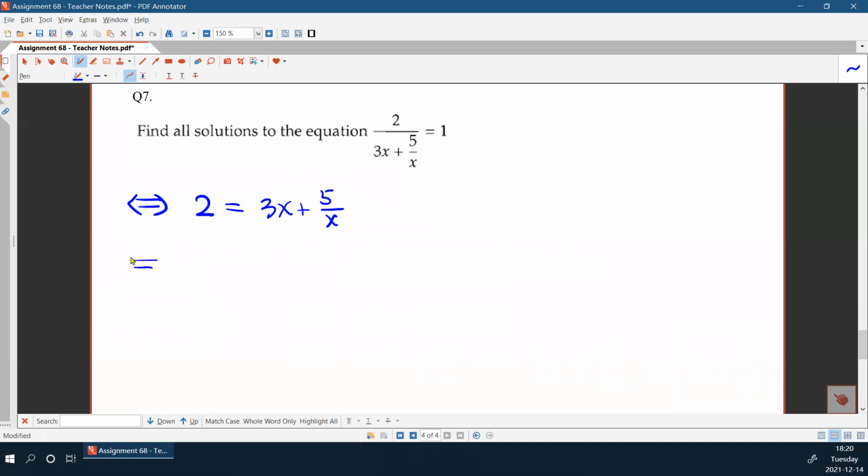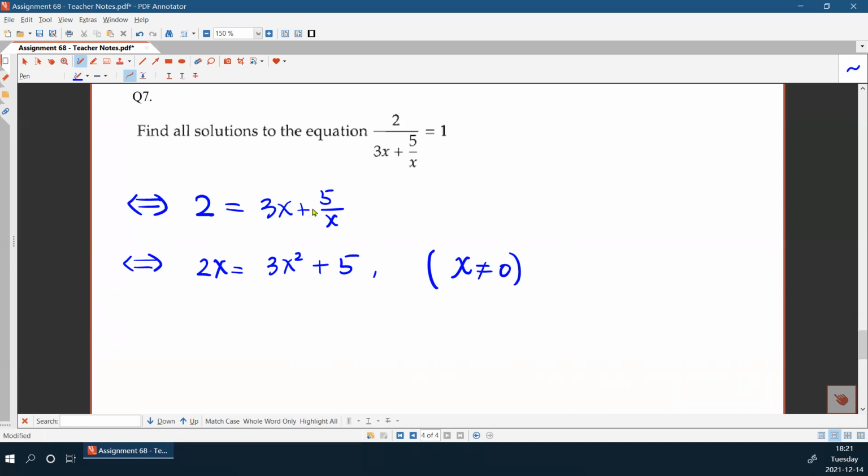And then when x is in the position of denominator, usually we don't like this, right? So we can multiply both sides using x, correct? But before we do that, we need to ensure that x is not 0. So when x is not 0, we can multiply both sides using x. So that means 2x equals 3x squared plus 5, where x is not 0, right?